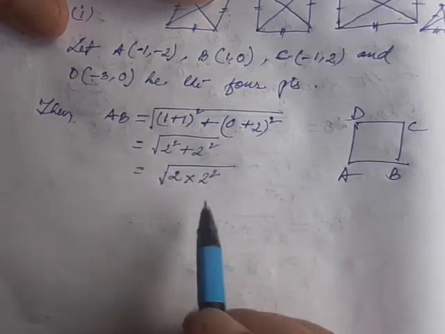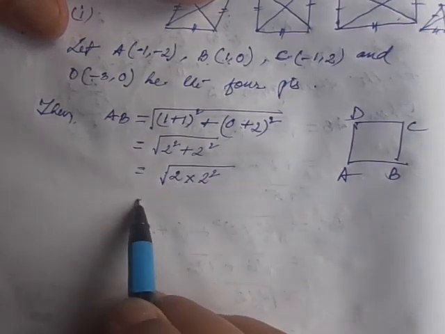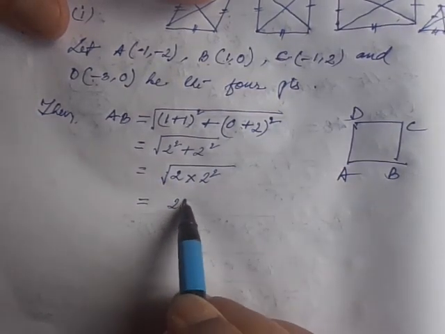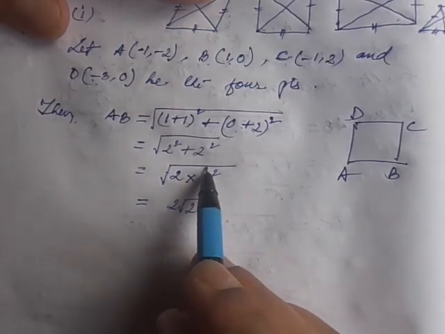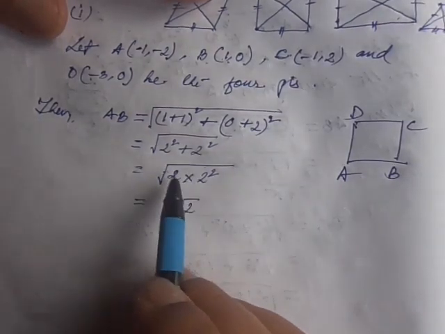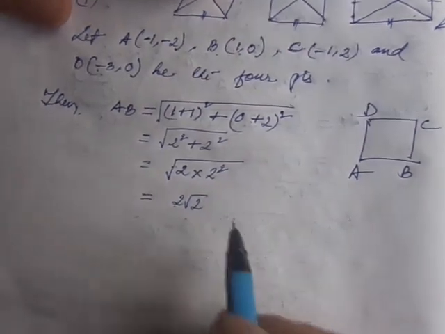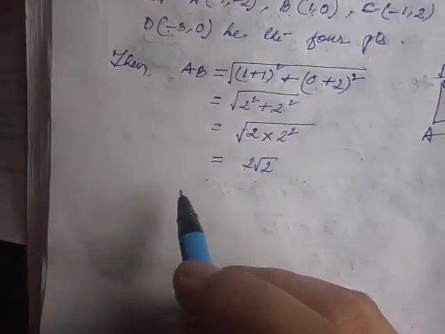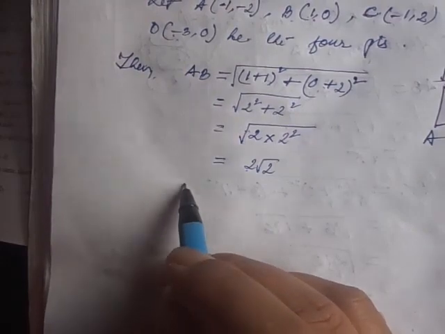2 square plus 2 square is, we can say 2 times 2 square. This one we can write here 2 root 2. The square and root cancel, so it becomes 2, with the remaining root 2 here. You can get root 8, then we can write like this also. Same.